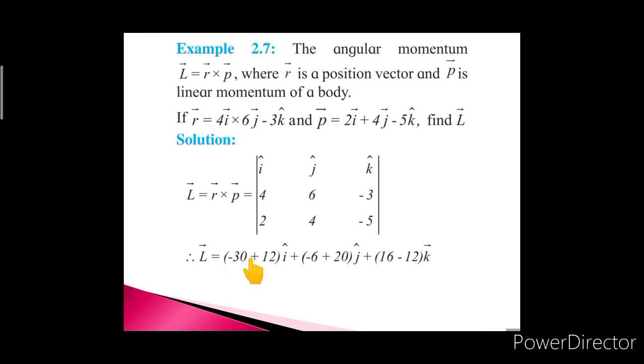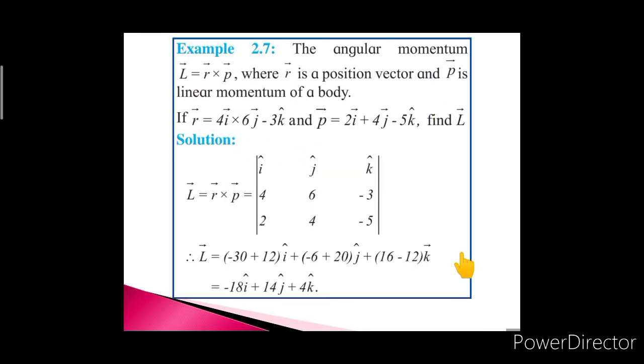Now minus 30 plus 12 is equal to minus 18 into i cap. Then minus 6 plus 20 is 14 into j cap. 16 minus 12 is 4 into k cap.